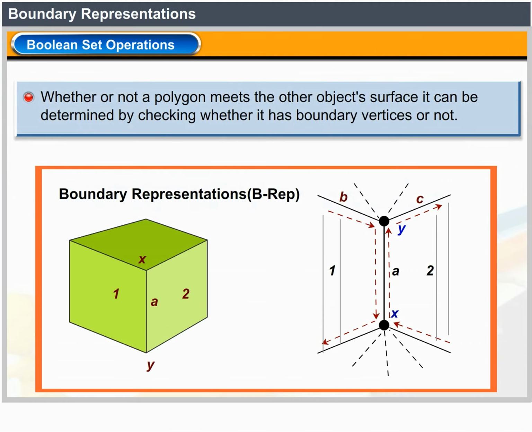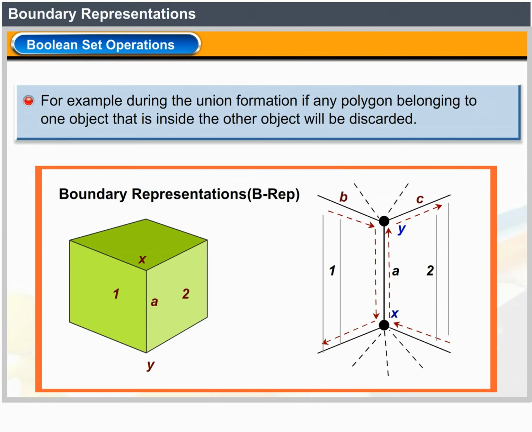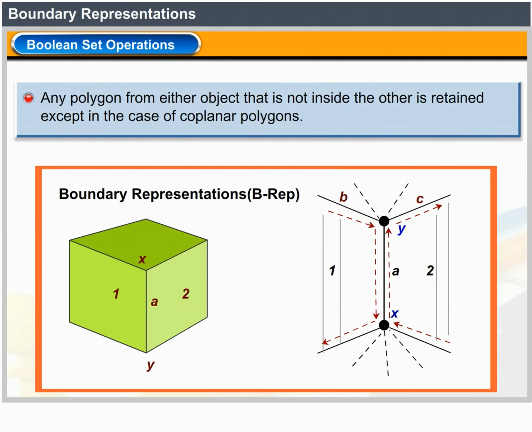Whether or not a polygon meets the other object's surface can be determined by checking whether or not it has boundary vertices. Each polygon's classification determines whether it is retained or discarded in the operation creating the composite object. For example, in forming the union, any polygon belonging to one object that is inside the other object is discarded. Any polygon from either object that is not inside the other is retained, except in the case of coplanar polygons.